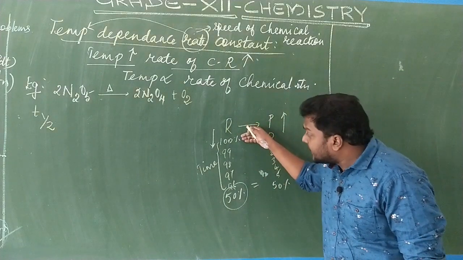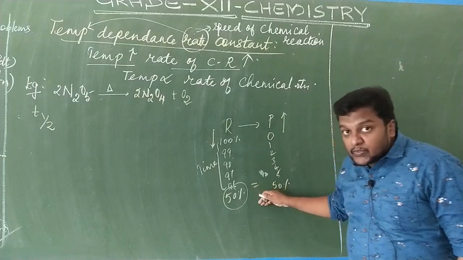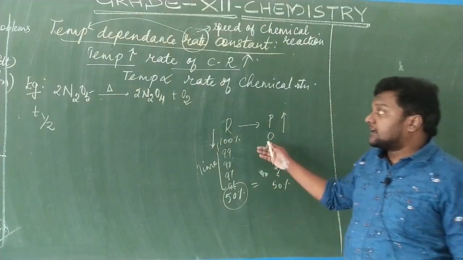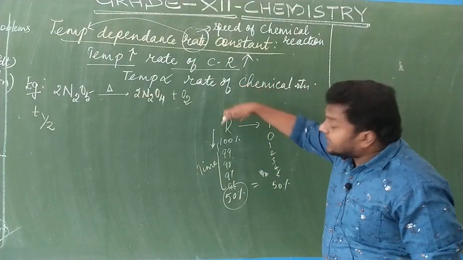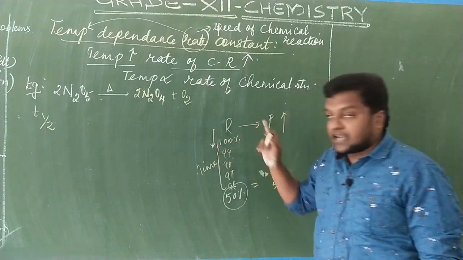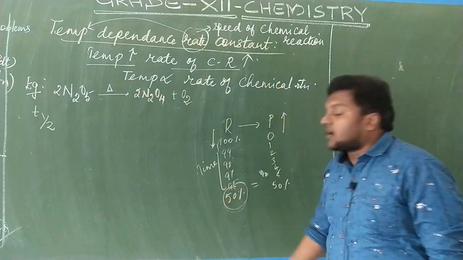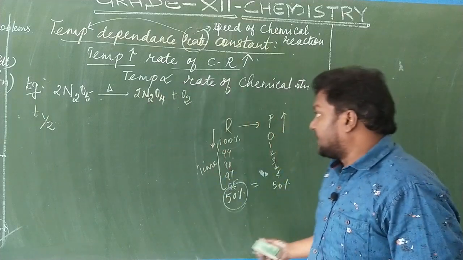So when the reactant concentration reduces from 100% to 50%, the time taken we are calling the half-life period. What is the definition of the half-life period? The time required for the reactant to reduce its initial concentration, that is 100%, to half of its concentration is called the half-life period.